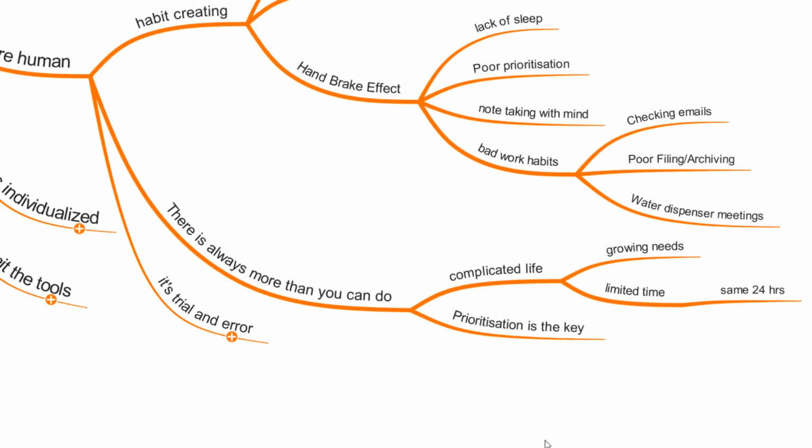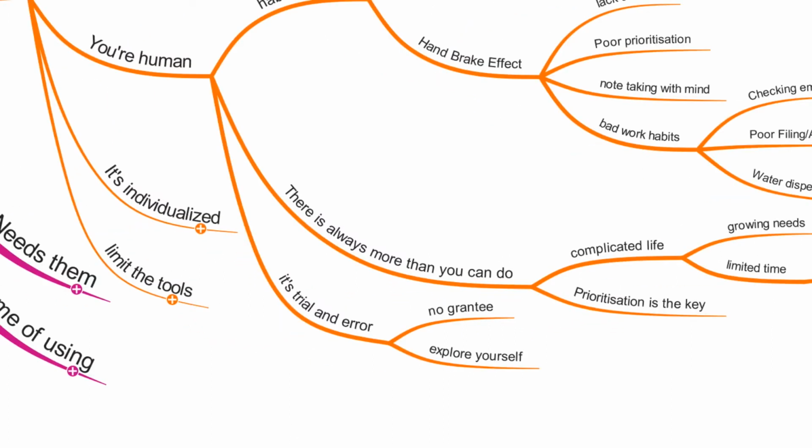Again, the passcode here is prioritization. It's trial and error. There is no guarantee that the strategy you chose to start your productivity is going to work. There's no guarantee that the first tool you chose is going to work. That's why you need to explore by yourself. You have to be agile about it. So start and fix along the way.